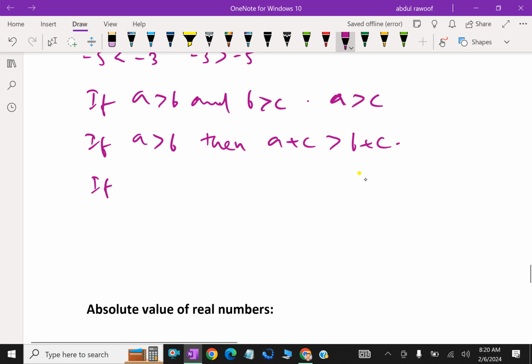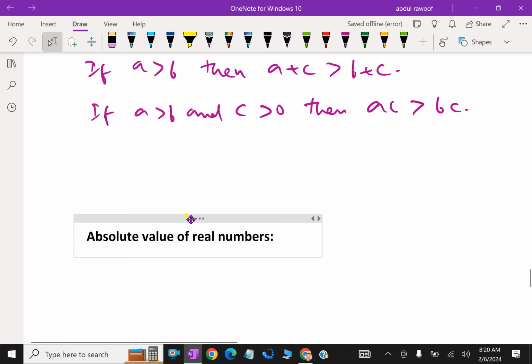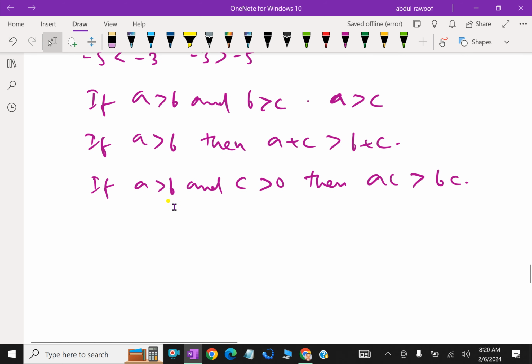Next one, if A is greater than B and C is greater than 0, then you can say AC is greater than BC. Already A is greater than B, and C is greater than 0, that is a positive number. That means if you multiply A and C, it must be greater than B and C. That is AC greater than BC.